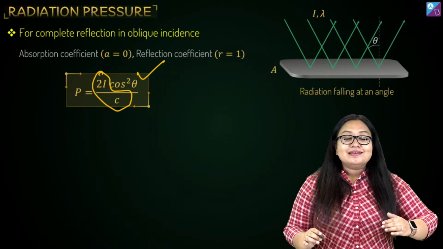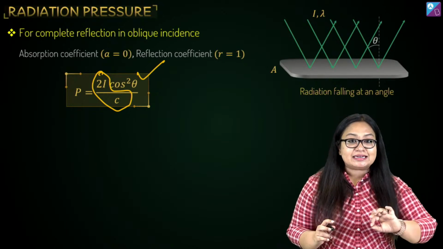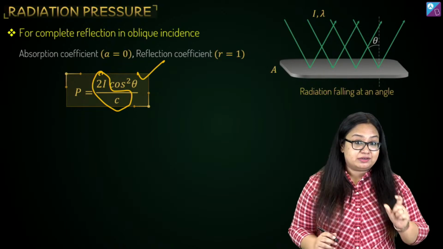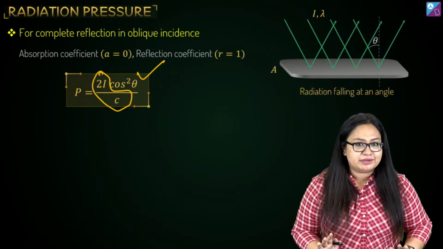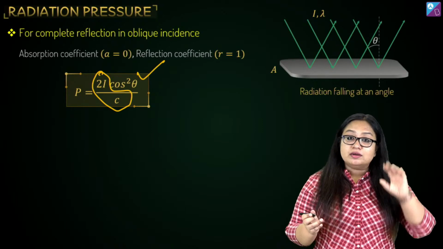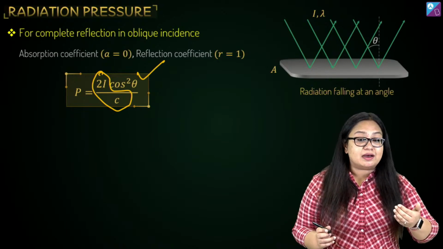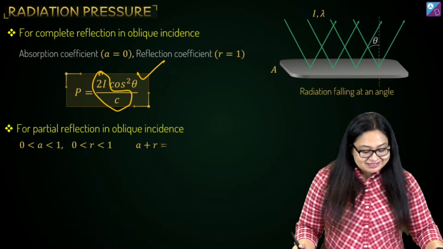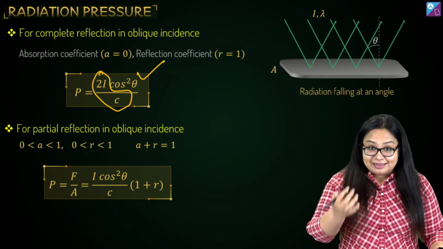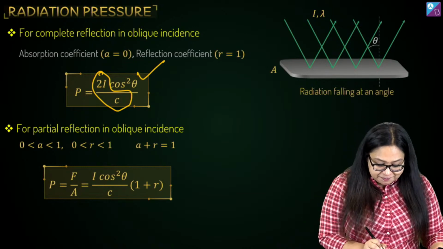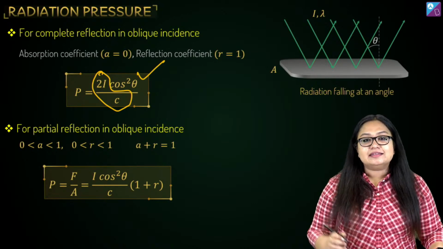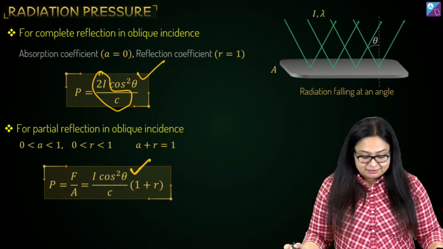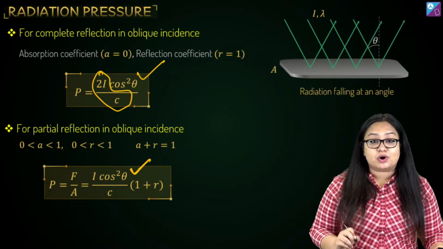So when the radiation is actually incident at an angle theta, then there is a factor of cos square theta that comes here. This is how you can remember it. So I by C into cos square theta for complete absorption, 2I by C into cos square theta for complete reflection. And then what happens in case of partial reflection? Of course, in case of partial reflection, the relation that we got earlier was I by C into 1 plus R, and there is a separate factor of cos square theta. That's about it. I by C into 1 plus R into cos square theta.